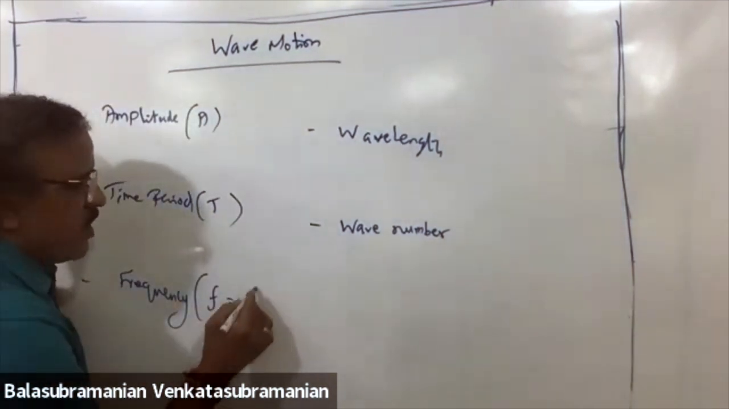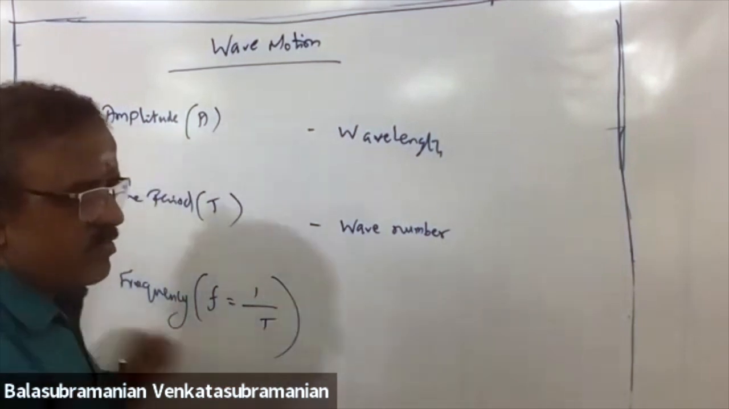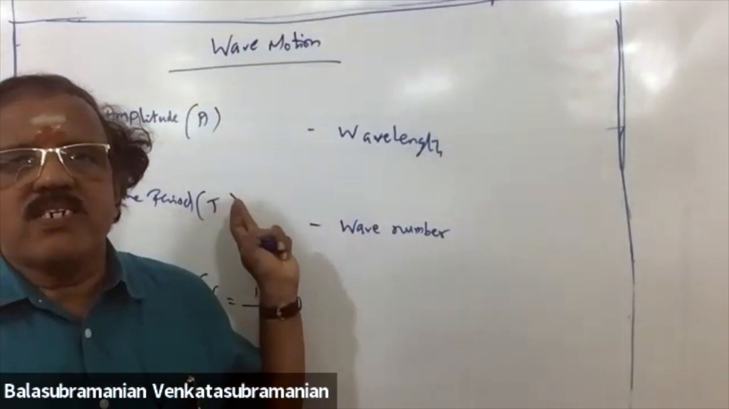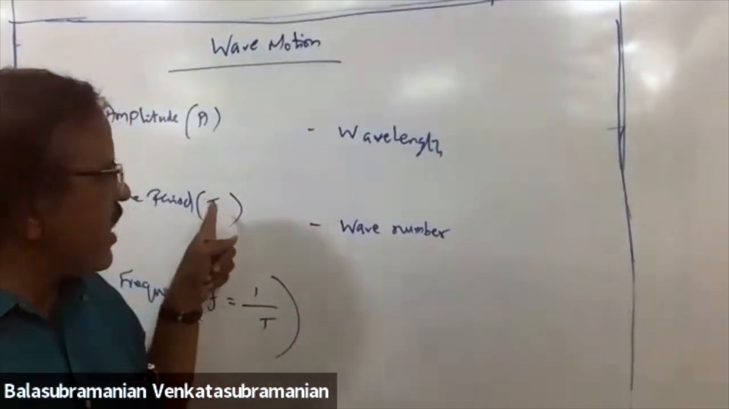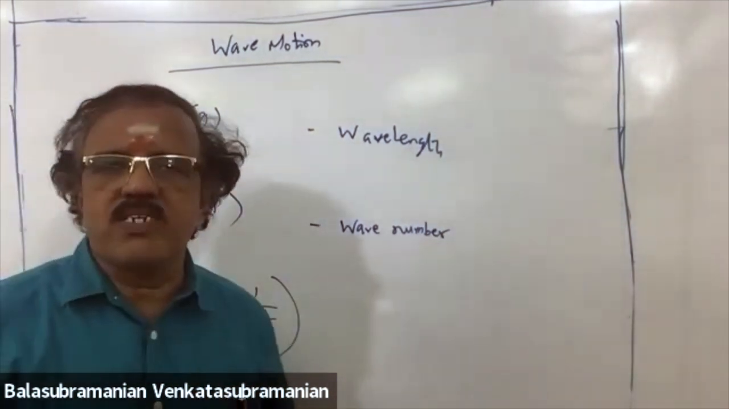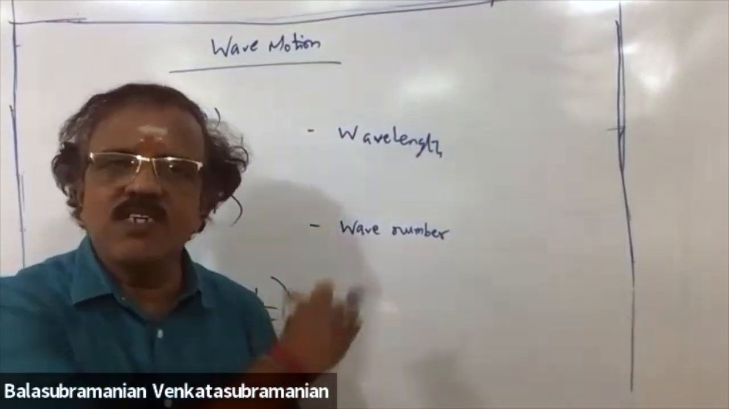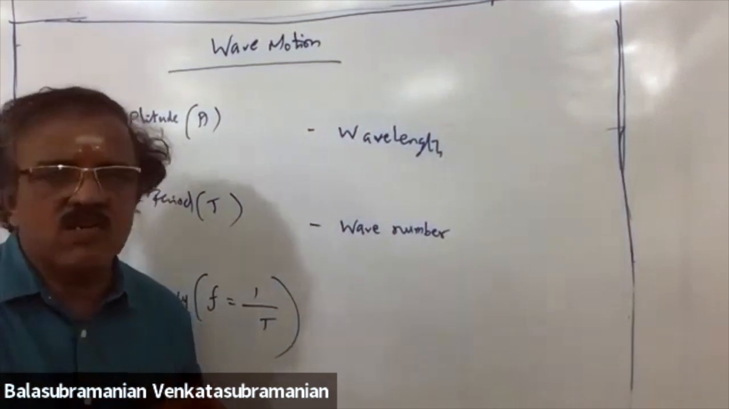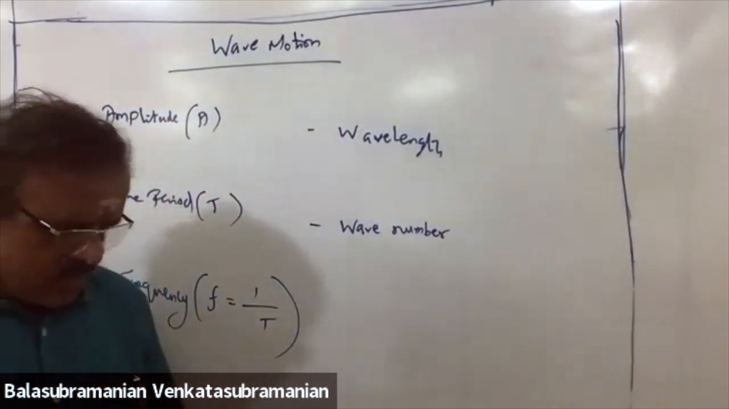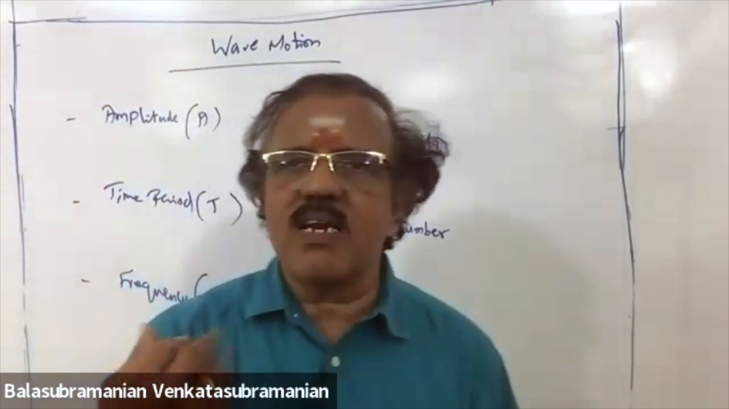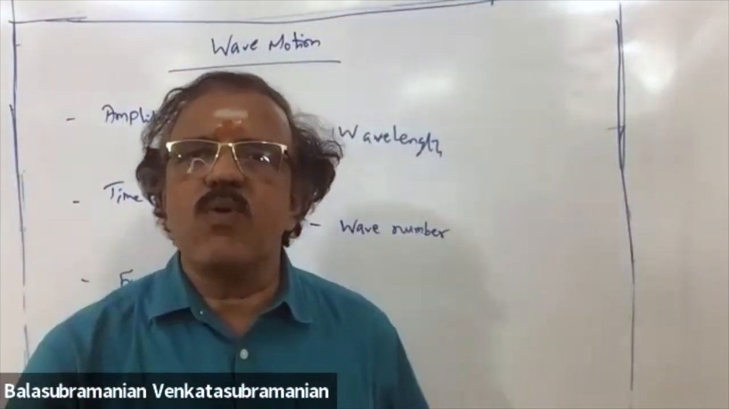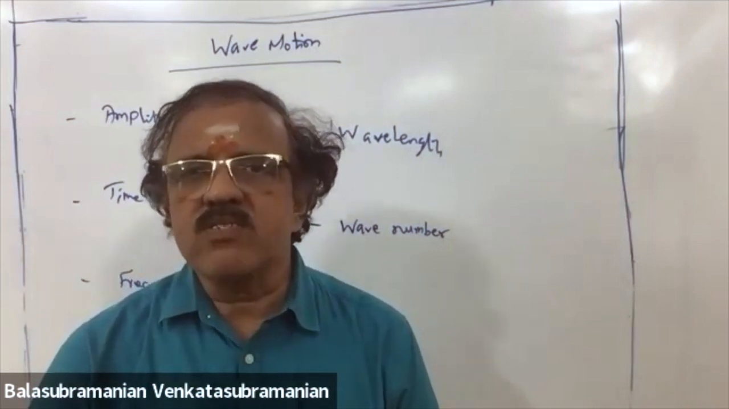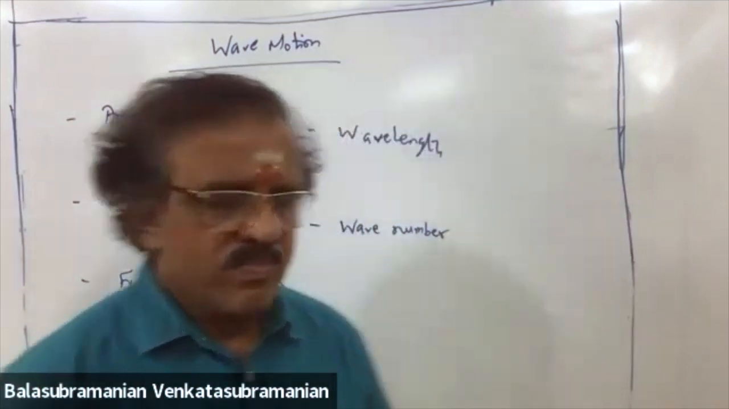Frequency f is equal to 1 by time period. It is the total number of vibrations divided by the time taken. Frequency is the inverse of time period. It is the number of vibrations per second. If you cannot calculate in 1 second, you calculate per minute. Whatever time you want to calculate, convert into seconds and divide by the total time.